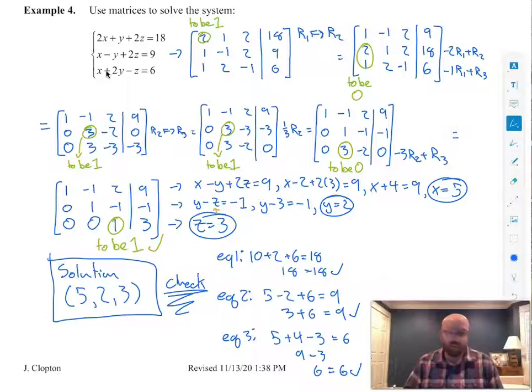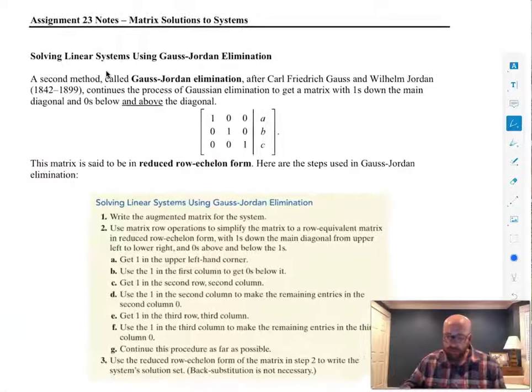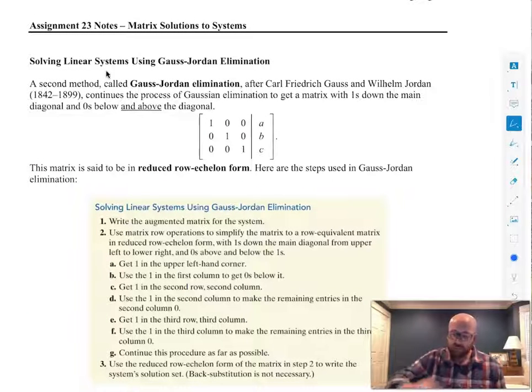And this is Gaussian elimination. In the next video, we're going to talk about the next iteration of Gaussian elimination, Gauss-Jordan elimination.